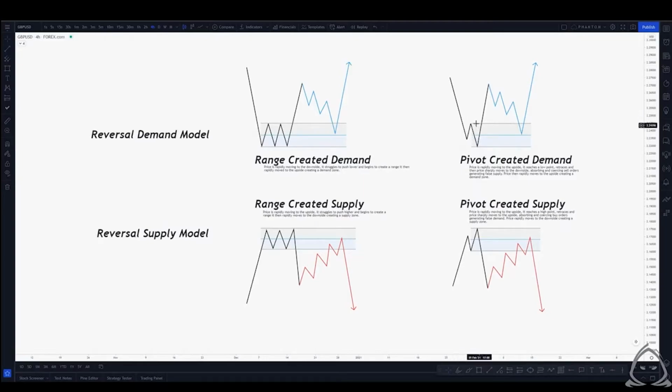Again, we don't look to trade the break of that initial high. We're instead waiting for price to return to this newly created demand zone to look for entries. And then finally, we have our pivot created supply. And this, again, is created from an up move. We get a low that's created, then we have a sharp move to the upside and a break to the downside, a rapid move to the downside. Once again, we're not trading the initial break. We're waiting for price to return back to this newly created supply zone to look for entries.